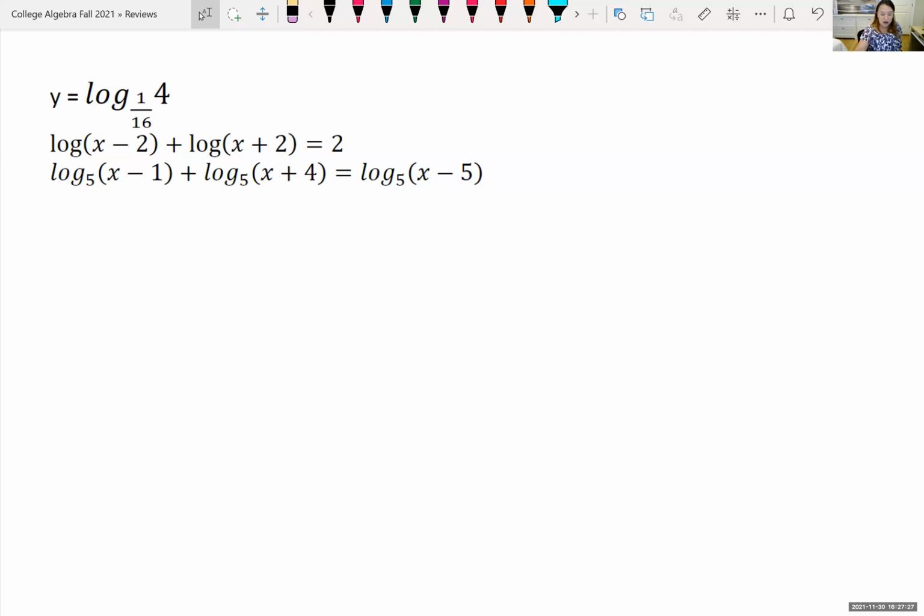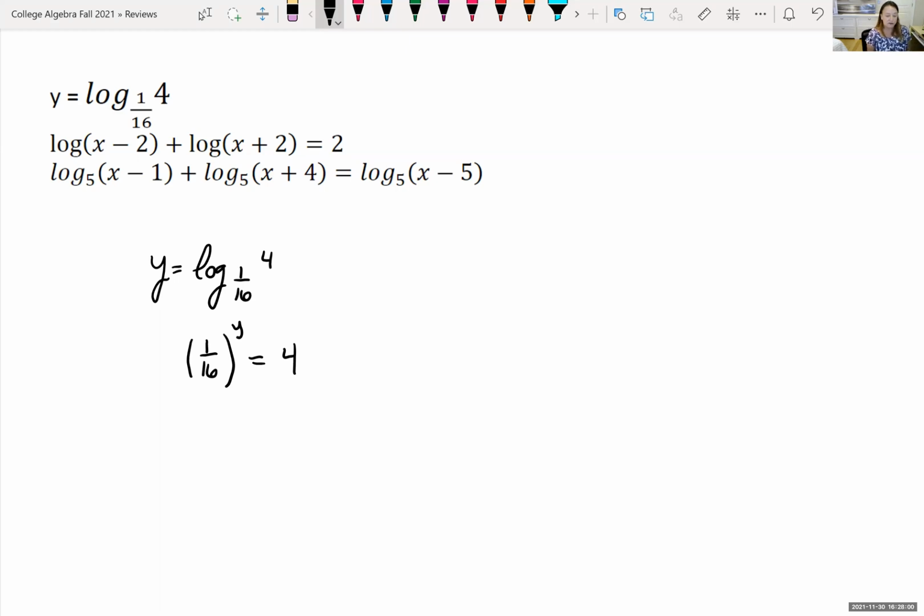So you should be able to solve logarithmic equations. And so we have 3 in front of us right now. So let's look at this. y is equal to log base 1/16 of 4. So let's rewrite this in exponential form. The base of our log is the base of our exponential. Our log is always equal to the exponent. So this is 1/16 raised to the y power is equal to 4.